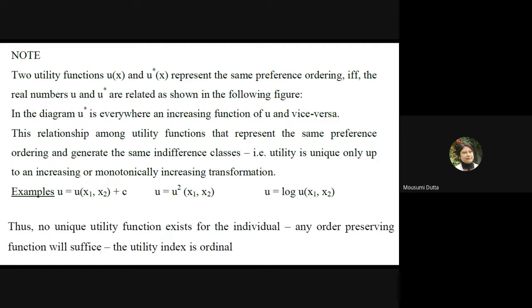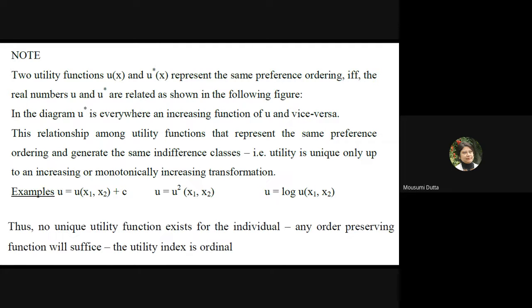Now I can consider three forms of the utility function. U is equal to U of x1, x2 plus a constant. Or I can consider U as a quadratic function, U squared of x1, x2. Or I can consider a logarithmic transformation of the utility function U of x1, x2. The three functional forms I have written, where the basis is U as a function of x1, x2, are monotonically increasing functions of each other. That is, all of them indicate a similar kind of ordering of preferences.